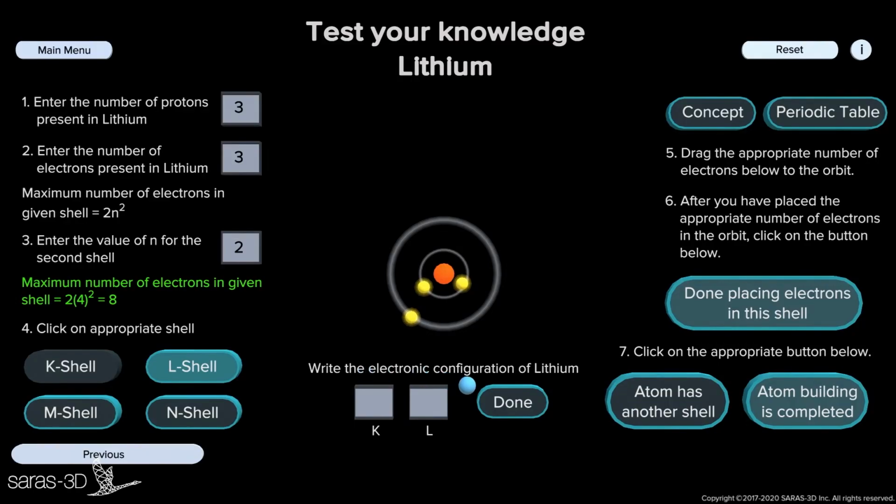Can we write down the electronic configuration of lithium? Of course we can. Why? Because the K shell has 2 electrons, so placing 2 here. And for L, we have 1, so placing 1. So this is how the electronic configuration of lithium is determined, where it is given as 2, 1, where the K shell has 2 electrons and the L shell has 1 electron. Remember that the maximum number of electrons that can be accommodated in the L shell is 8.